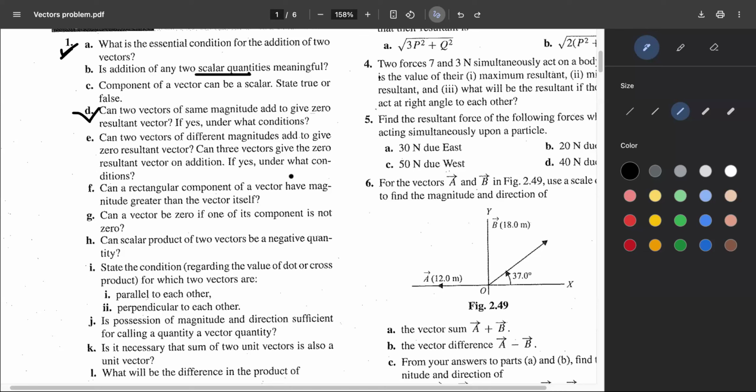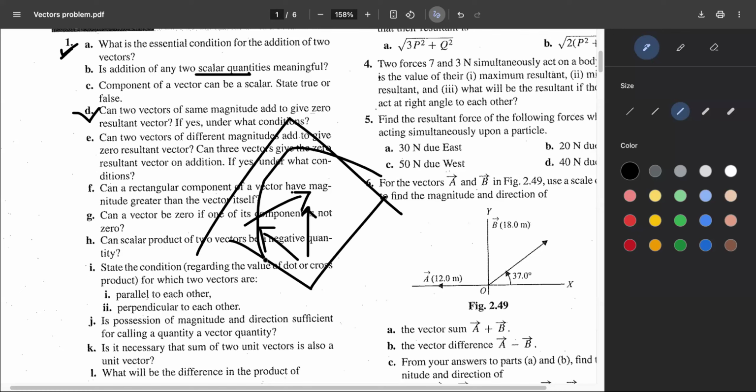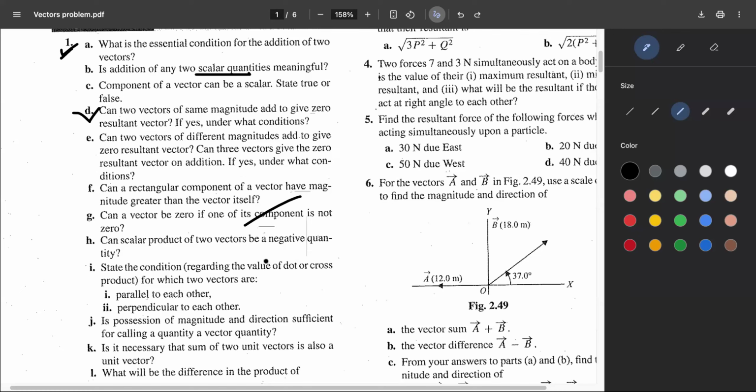Yeah, they can. But for three vectors, the ideal condition is that they are supposed to be coplanar vectors. Coplanar, we have already studied one thing about coplanar. If three vectors are coplanar, then they can give a zero resultant, else they won't. Can a rectangular component of a vector have magnitude greater than the vector itself?